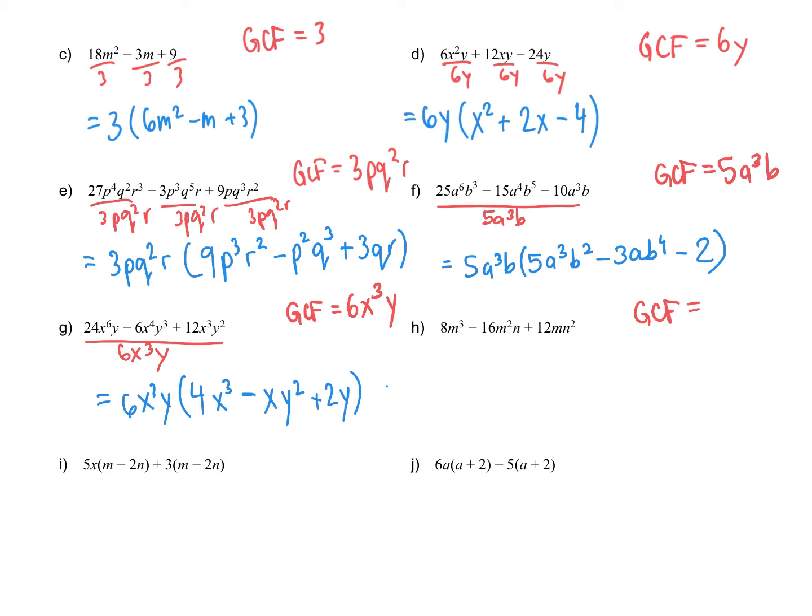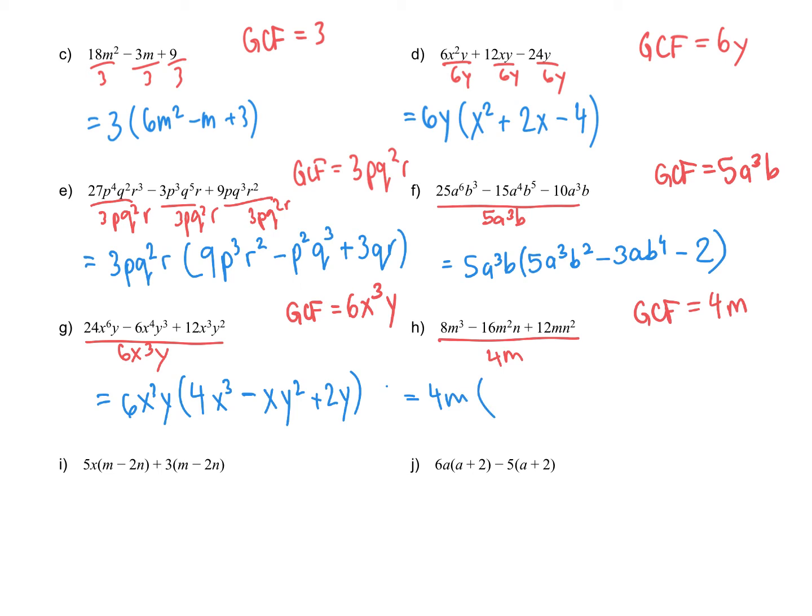So your greatest common factor here between 8, 16, and 12 is 4. Okay, although 8 is a common factor between 8 and 16, you cannot divide 12 by 8, so be careful there. They all have an m in common, and the lowest exponent is 1, so just m. They do not all have an n in common, so we cannot put that as our common factor.